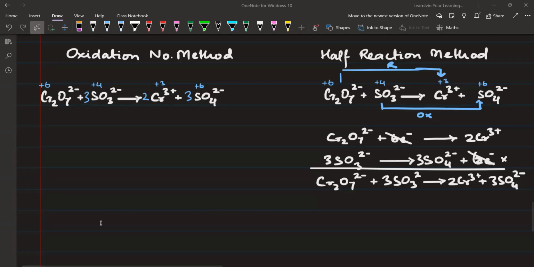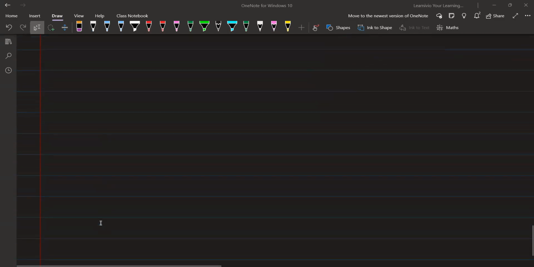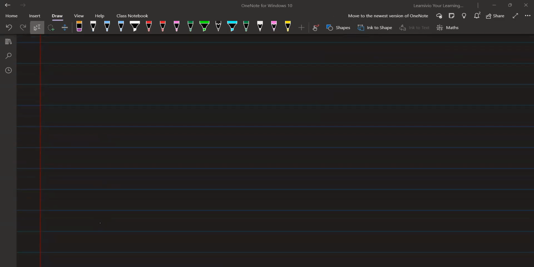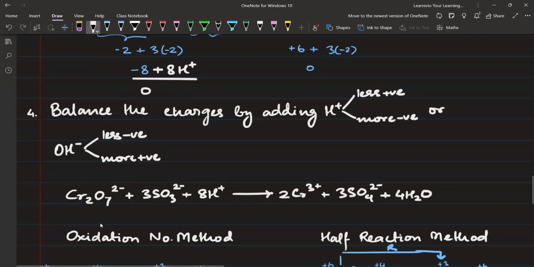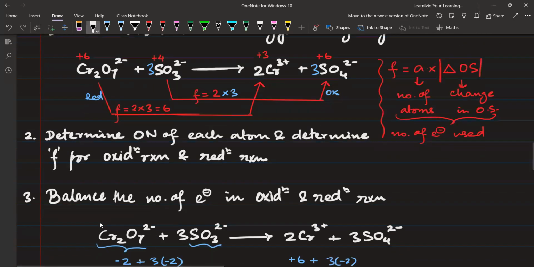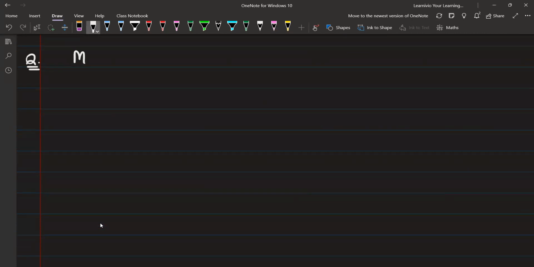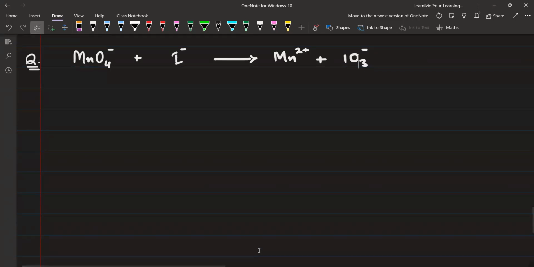One more reaction, if you can do it. Do the balancing part. I'm giving you a question. Now use the F method. This is quite easy. MnO4 negative plus I negative gives Mn2 positive plus IO3 negative. Follow each step very precisely and you will get the correct balancing. Let me know if you need any help.